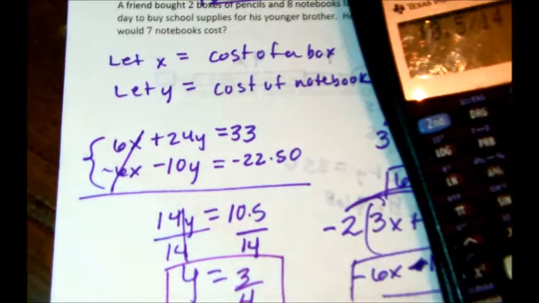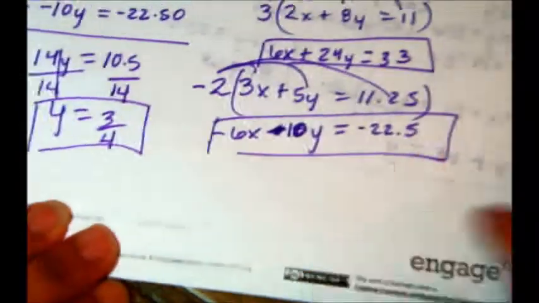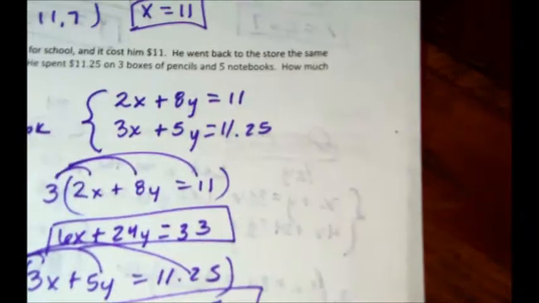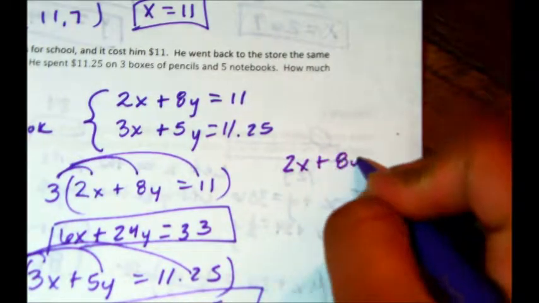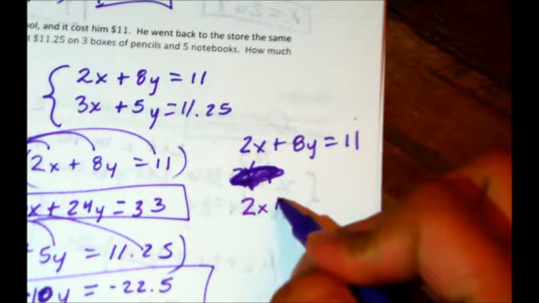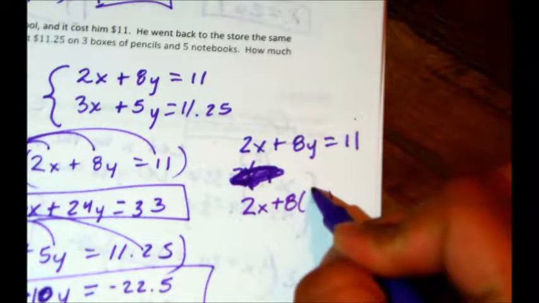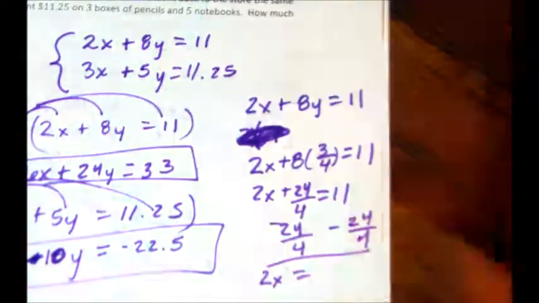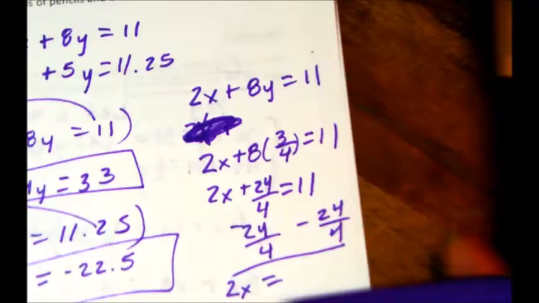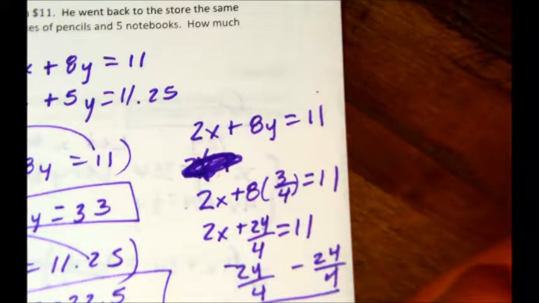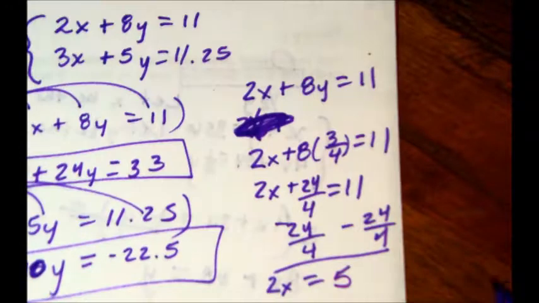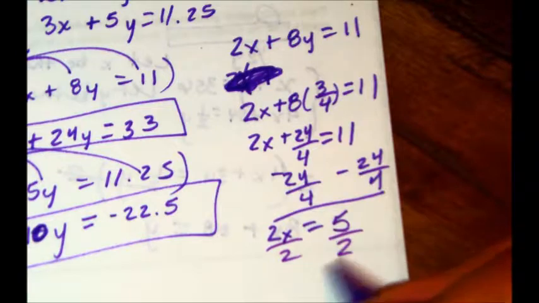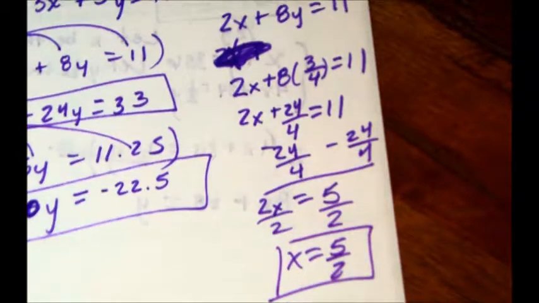Just 3/4. Y is 3/4. All right, what do I do with y? I'm going to use 3/4 to substitute back into the equation. I'm going to go with my first equation, and I pull it out. 2x plus 8y equals 11. I'm going to substitute my y for 3/4. All right, now divide both sides by 2. I get that x is equal to 5 divided by 2.